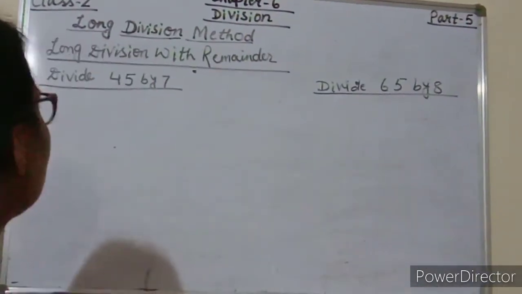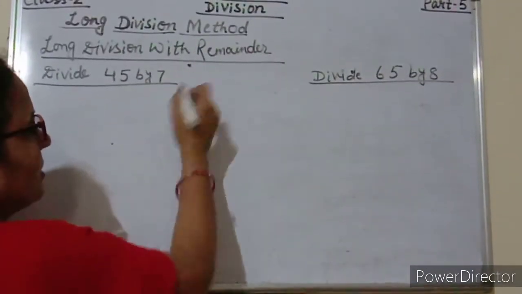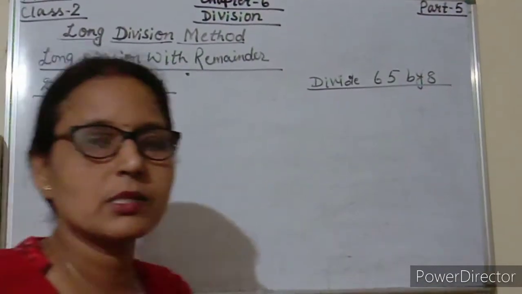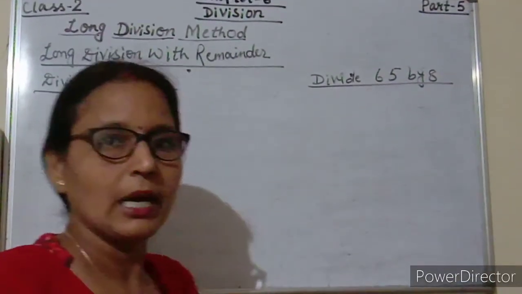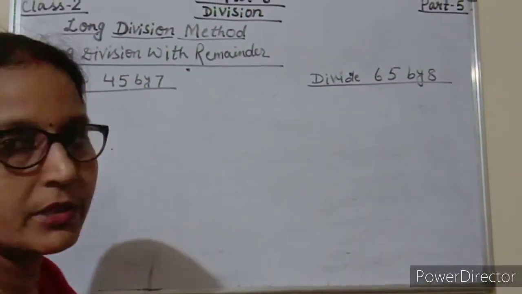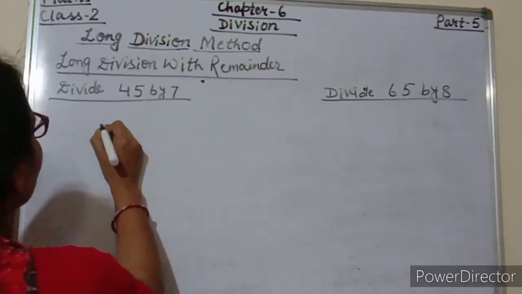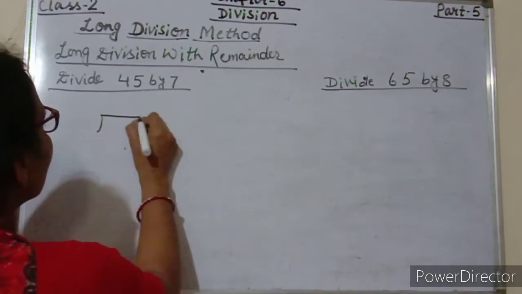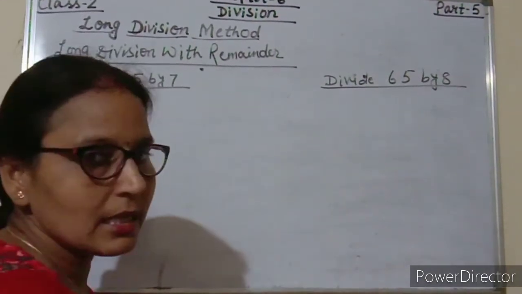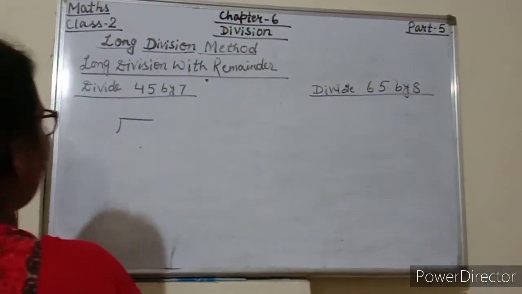Now start students, long division with remainder. So we will do the same process as we have done before in long division without remainder. So first of all, what we will do here? Yes, we will make a symbol of long division. After that, yes, we will write the dividend.